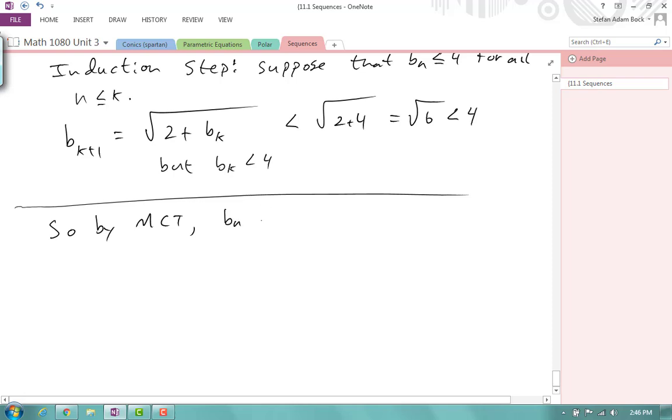b sub n is bounded, decreasing. No, I'm sorry. We found it was increasing. And so it must be convergent.